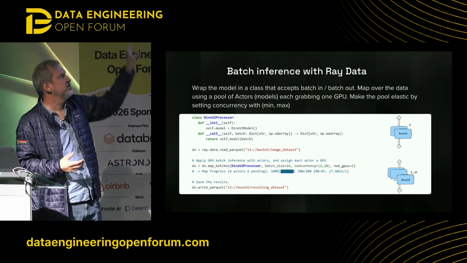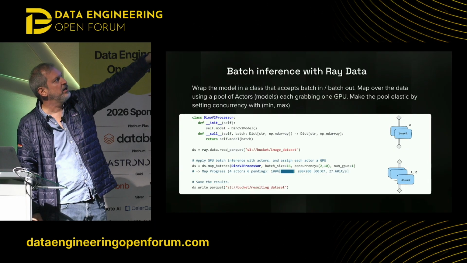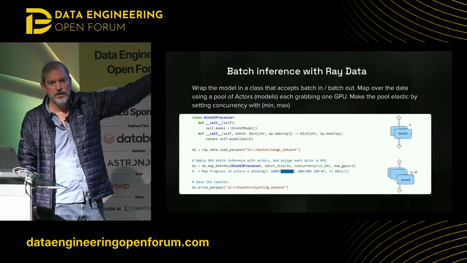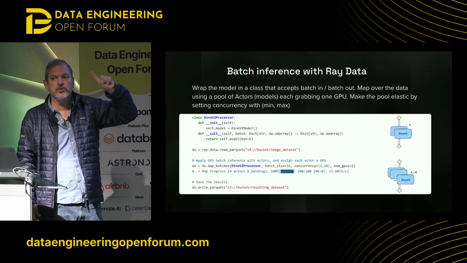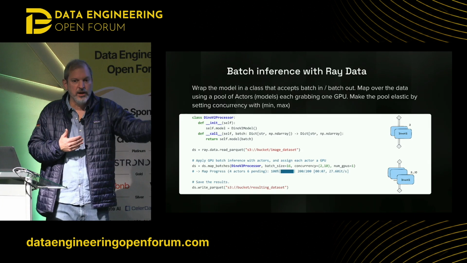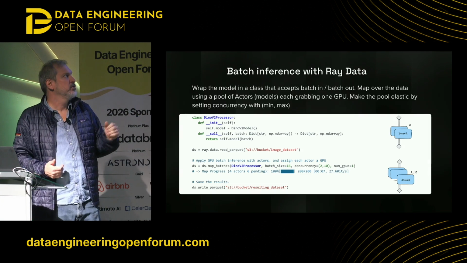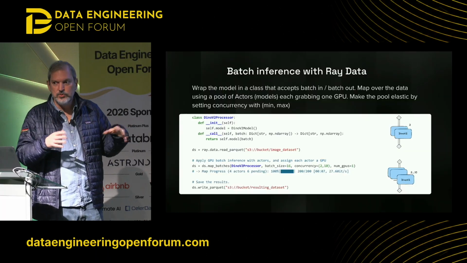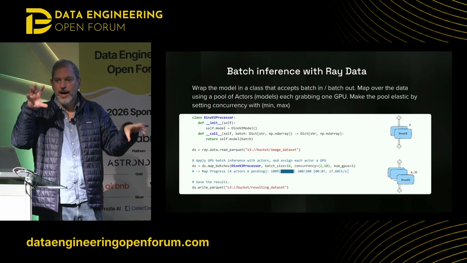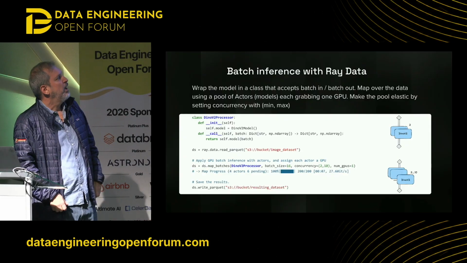So read, process, save. And if you notice, the concurrency here is 2,10. That's elastic, meaning you start with 2, and if you need more, you can grow up to 10, and when you don't need it anymore, you can collect it back to 2. So this elasticity allows every stage to accommodate the throughput coming from the previous stage.